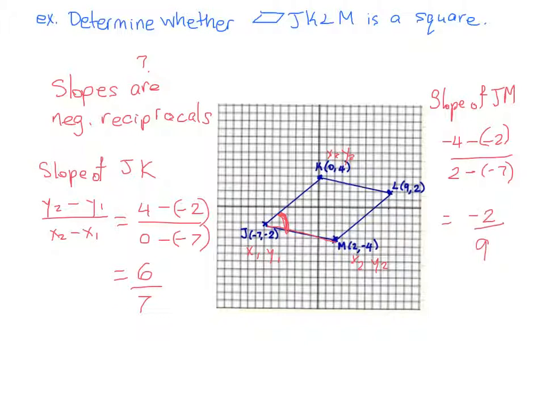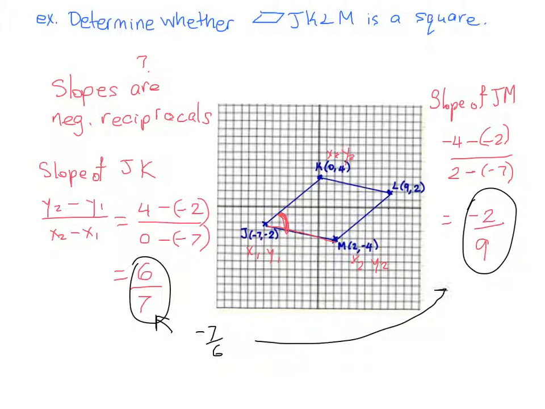So our slopes are certainly not negative reciprocals of each other, because the negative reciprocal of this one right here is negative 7 over 6, which is not this. Which means that these two lines here are not perpendicular to each other, and we have to go no further. This is definitely not a square, because one of the conditions to being a square is that it has 4 right angles, and we tested one of the angles, not right. We don't have to go any further. Okay, that's it.